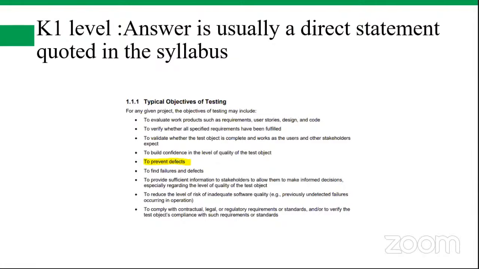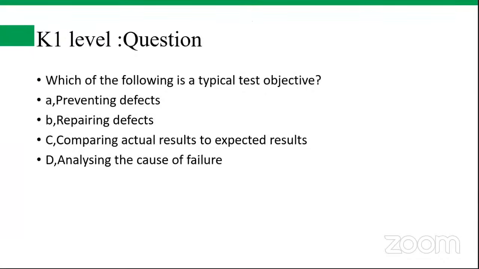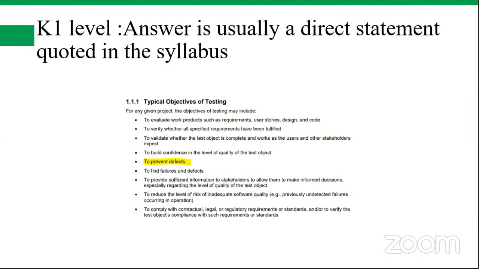And the question you had just seen is which of the following is a typical test objective? And the answer was preventing defects. This is an exact replica of what is put in the syllabus. That is, you can answer every K1 question just by remembering whatever is put in the syllabus. So, which means it is the easiest of the lot.